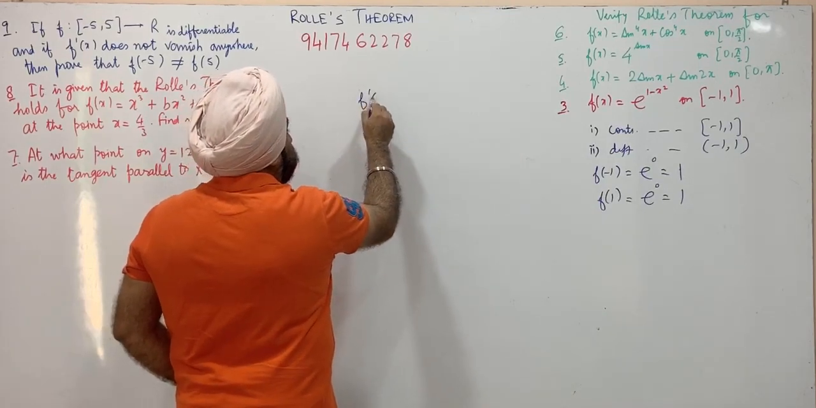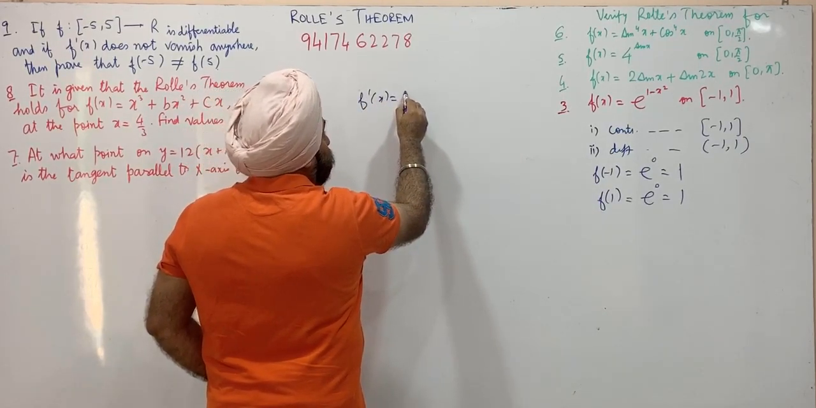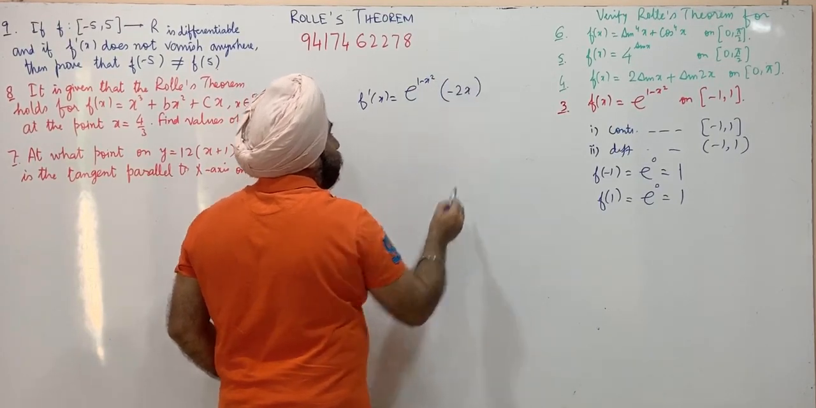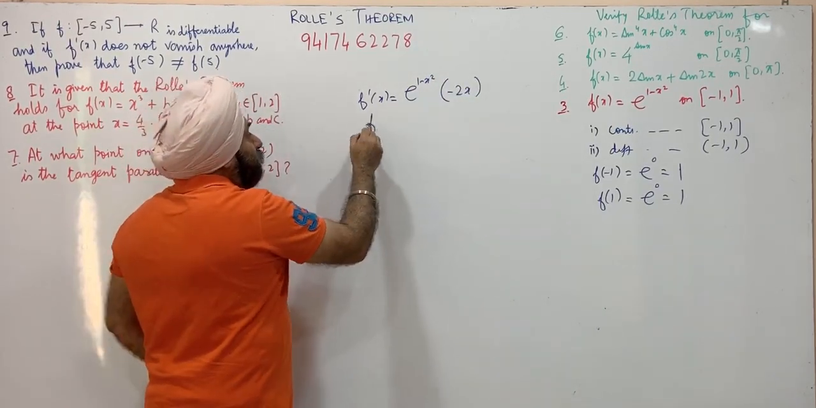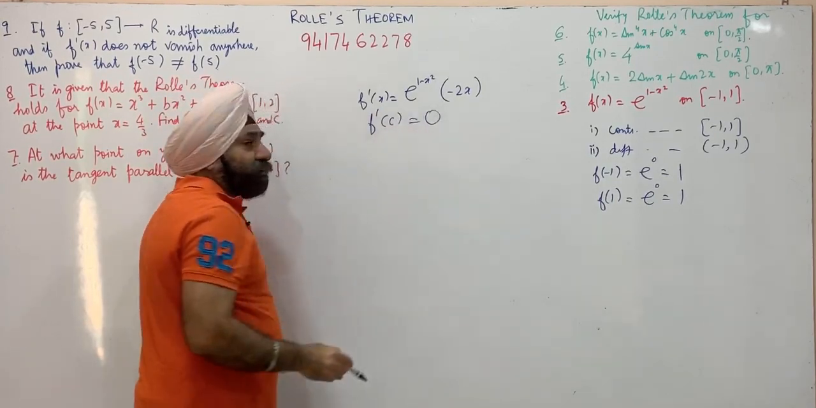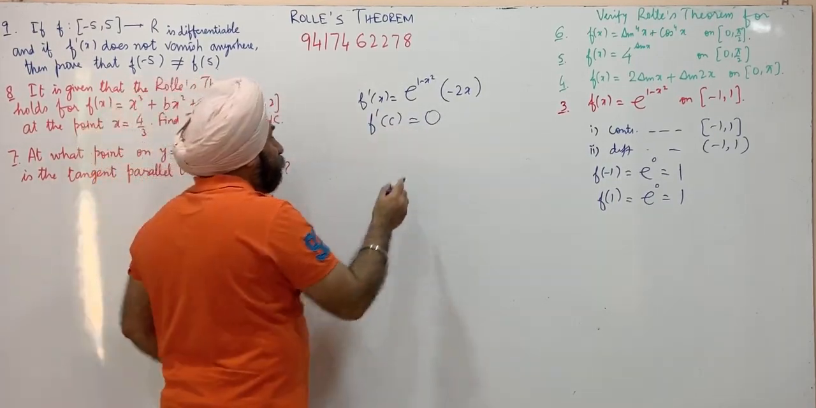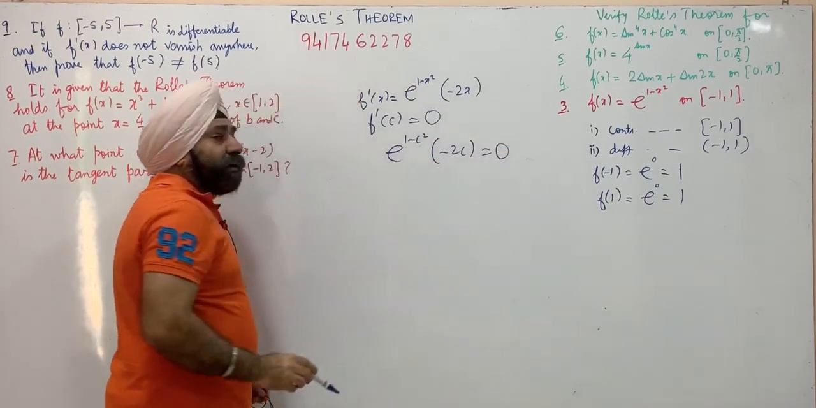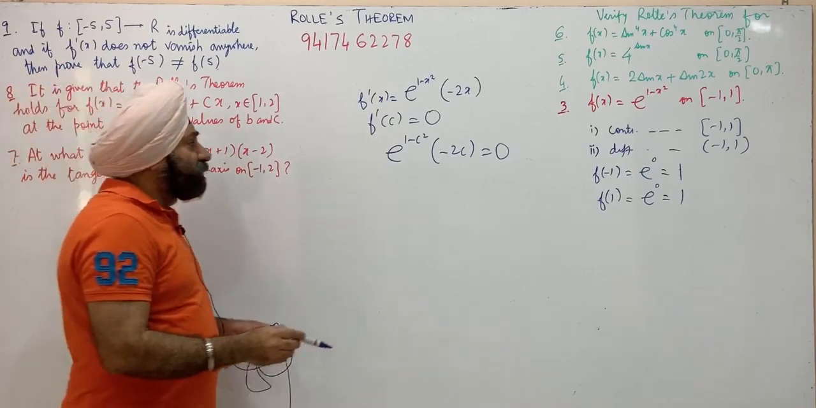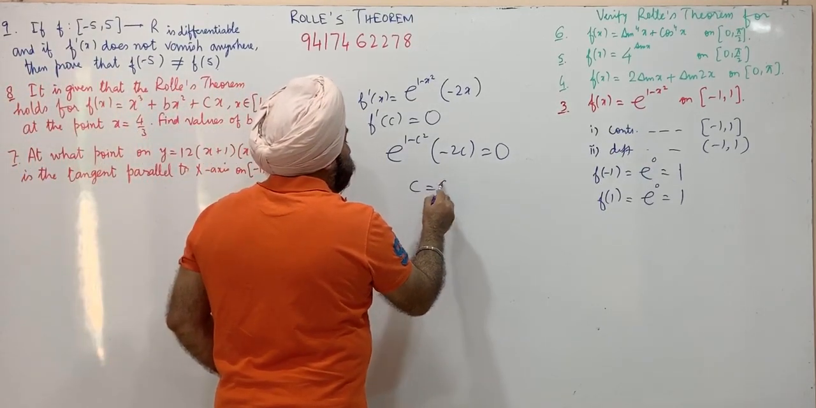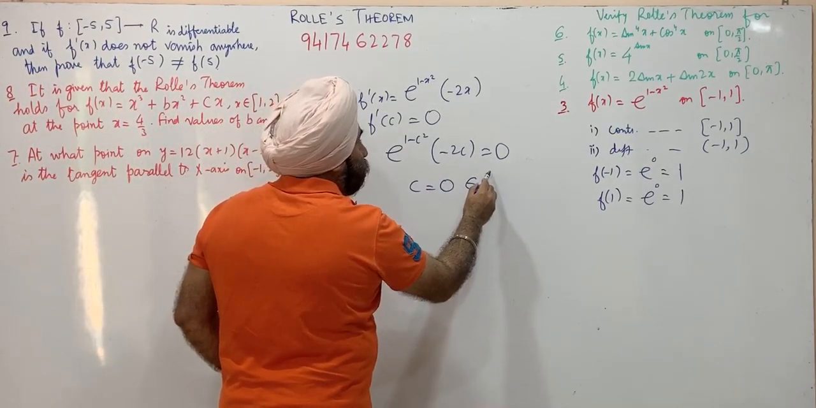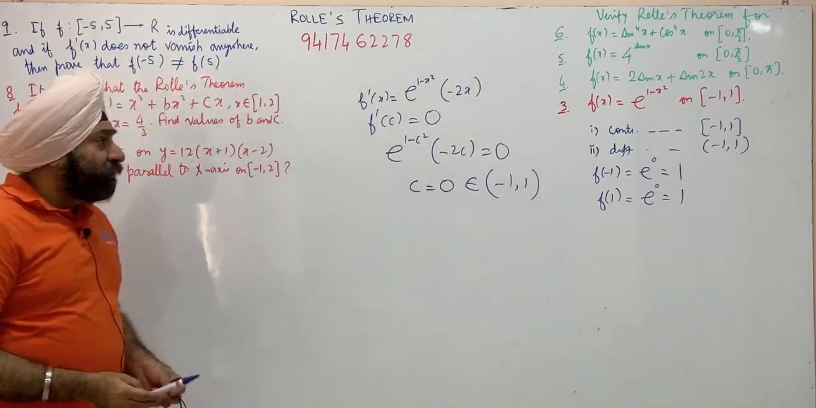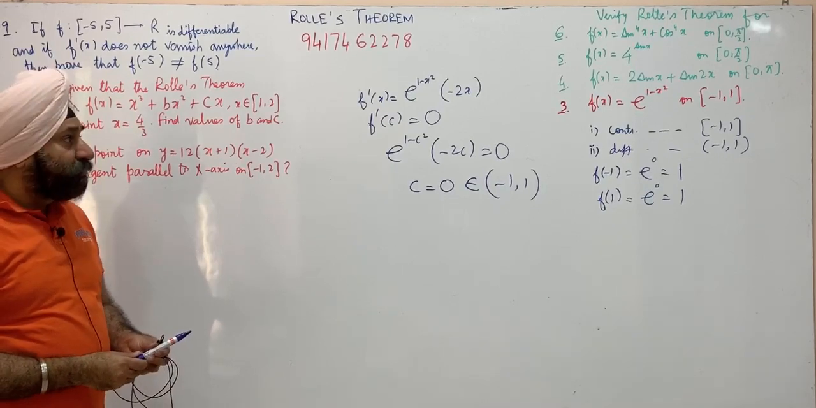So, next we need the derivative of the function. It is e raised power 1 minus x square into the derivative of this, which is minus 2x. Now, this is the result of Rolle's theorem, that f dash of c is equal to 0. So, e raised power 1 minus c square, the first part, e raised power something, is never 0. Therefore, c is 0. So, c belongs to the open interval minus 1 to plus 1. So, this is how we verify Rolle's theorem for this function.